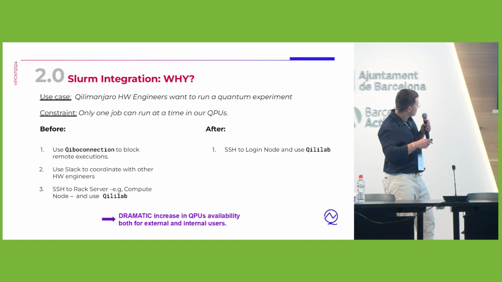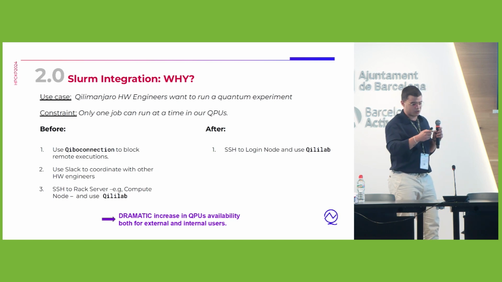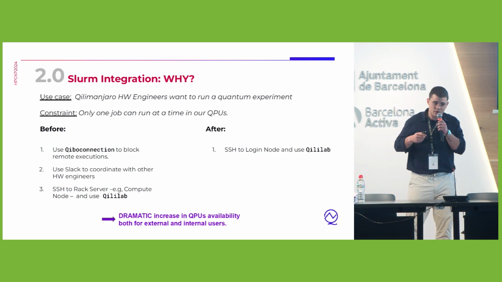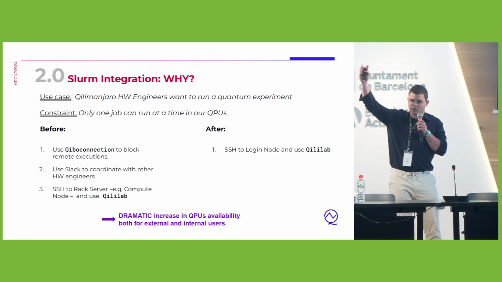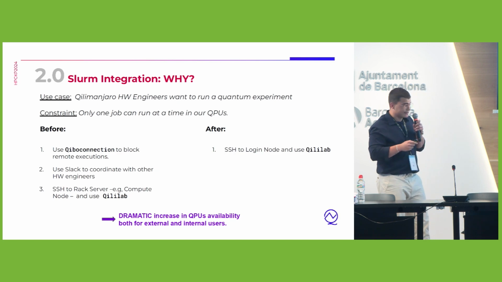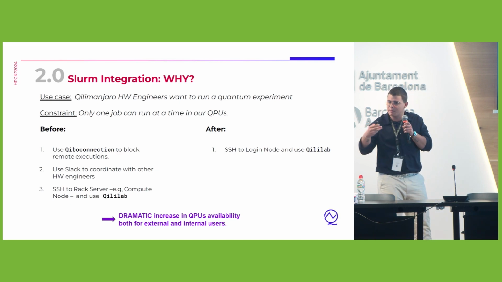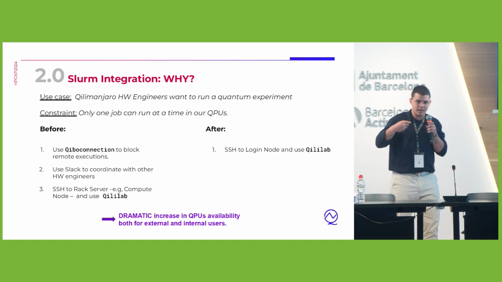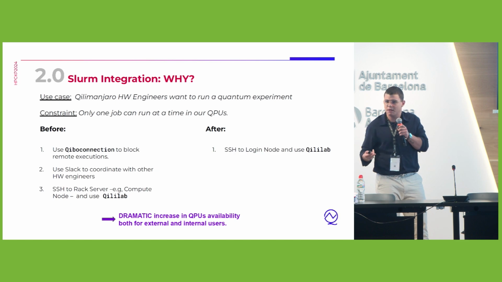So to understand the value, let's think of the situation before Slurm. If I wanted to run a quantum experiment without Slurm, what I had to do in the past was, first of all, use qubit connection for blocking remote executions, because at the same time we are working in the lab, there are remote executions coming from external users. Then coordinate through Slack with my peers to say, hey, please don't mess up my quantum experiment. And finally, I could SSH to the login node and send my thing.